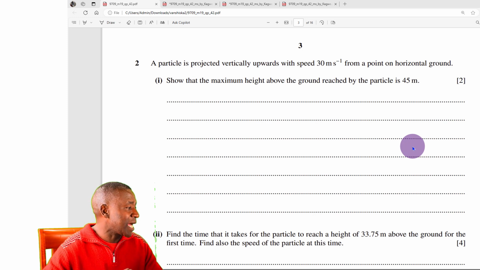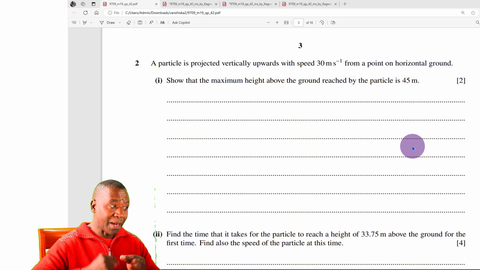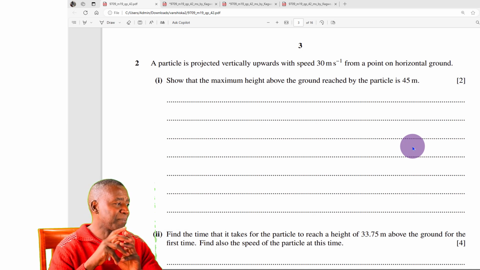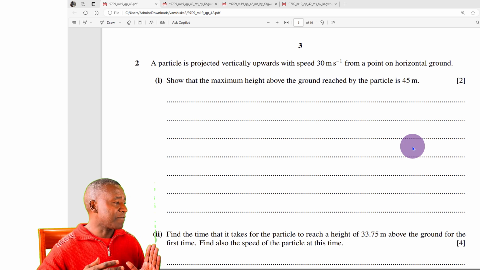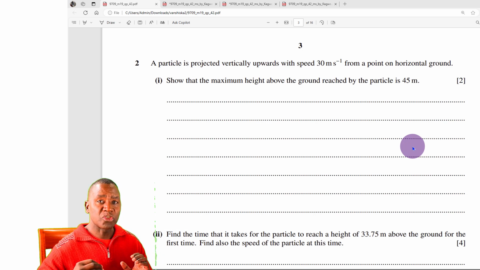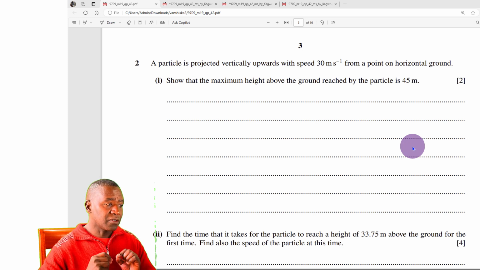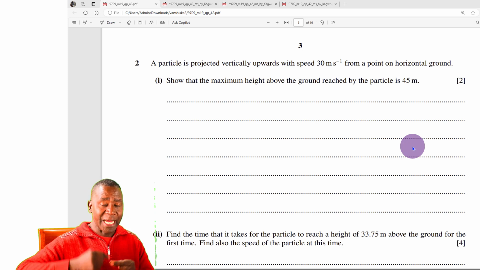We are given that a particle is projected vertically upwards with a speed of 30 meters per second from a point on a horizontal ground. Part 1, we are asked to show that the maximum height above the ground reached by the particle is 45 meters. You can see from the onset, this question appears to be so simple, but I'm going to use it to explain certain things. Number 1, this particle has been projected vertically upwards.